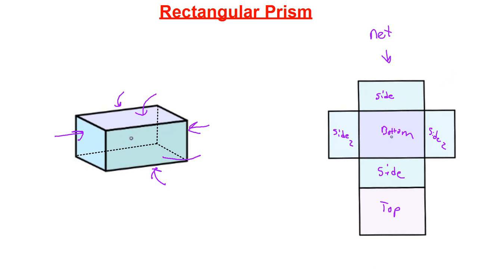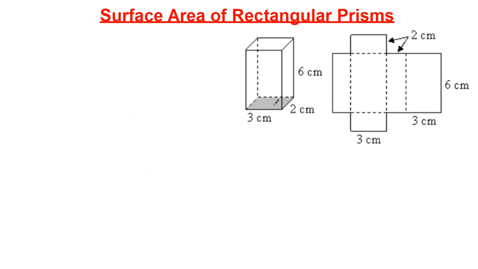Okay, so let's actually see this in practice. I have a rectangular prism here. For this rectangular prism, I have a length of 3, a width of 2, and a height of 6. So these two, 1, 2, are going to be the same. It's going to be 3 multiplied by 6. Okay, 3 times 6 is equal to 18, so both of them are 18.